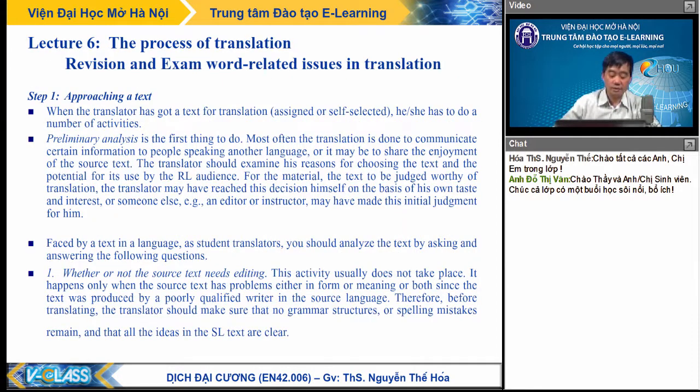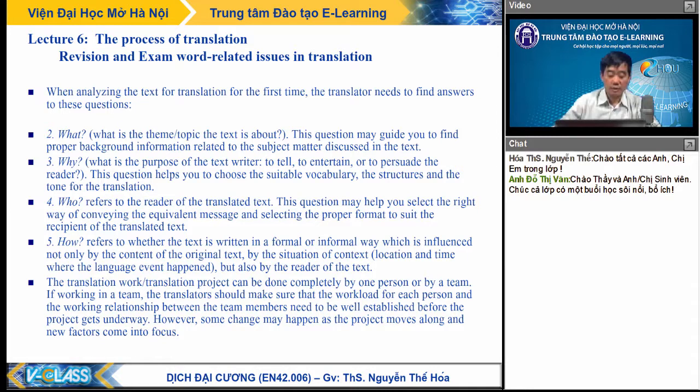And now we have the process of translation. We have several steps. The first step is approaching the text. In this case, we have to do a lot of analysis in order to understand the text. We also have to answer some questions: what, why, who, how. So why do we have to ask questions? Because we ask questions in order to analyze the text.